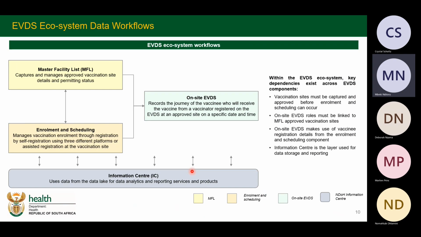And this slide is about EVDS ecosystem data workflows. It tries to show us what happens first and what follows. We can see here that on the far left side, we have our master facility list. And what happens here is the capturing and managing of approved vaccination site details and permitting status.